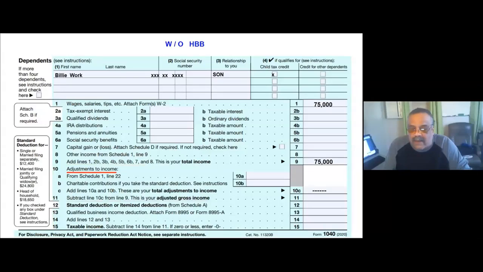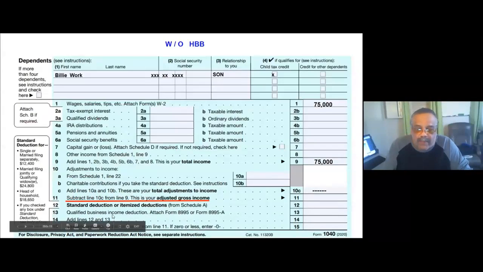The next line says Schedule 1, line 22. You don't have that because they're not business owners. So when you add up lines 10A and B, you're going to come up with a 0 right there. It says subtract line 10C from line 9. This is your adjusted gross income, $75,000 still.